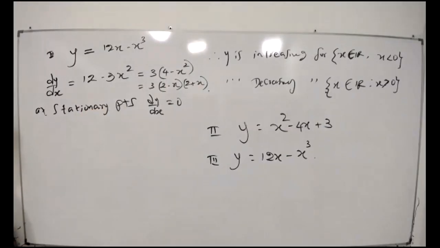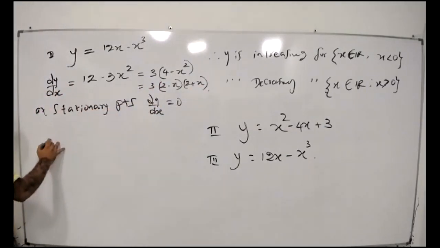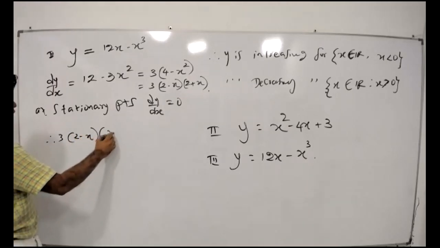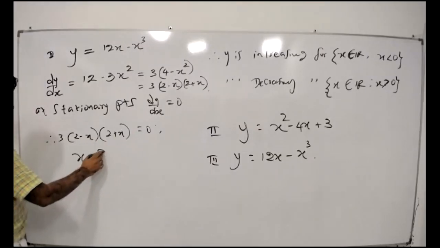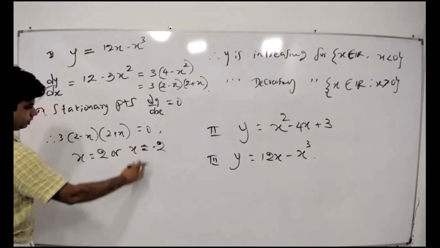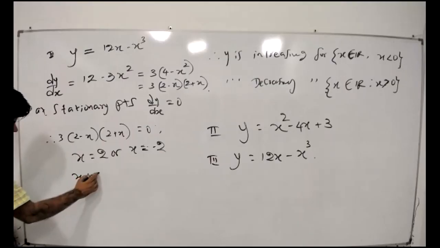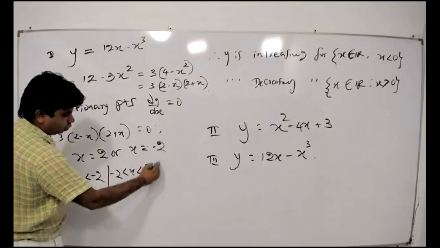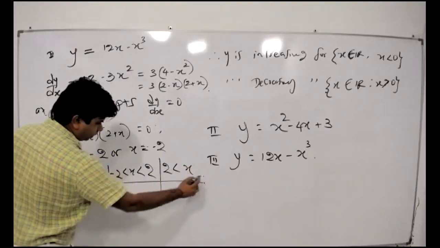Then at stationary points, dy by dx equals 0. Therefore, 3 into 2 minus x into 2 plus x equals 0. That means x equals 2 or x equals minus 2. Then you can take x lesser than minus 2, between minus 2 and plus 2, and greater than 2. These are the ranges.